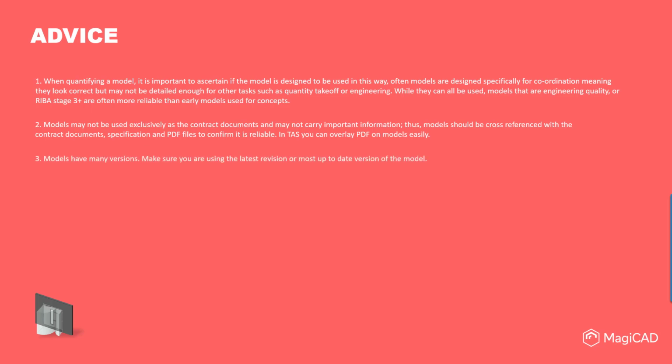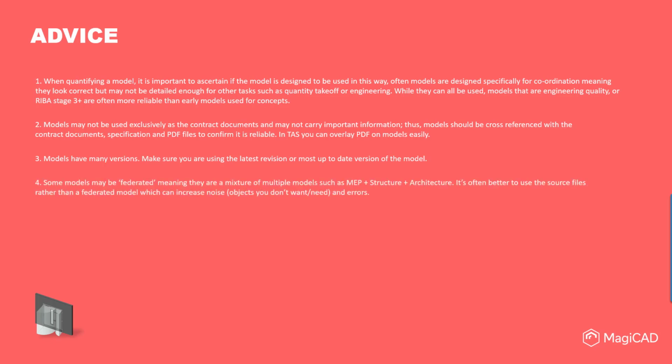My third advice is models have many versions. Make sure you're using the latest revision or most up-to-date version of the model. Thirdly, some models may be federated, meaning they may be a mixture of MEP, structural, architectural. It's often better to use the source files rather than a federated model, which can increase noise, objects you just may not want to see.